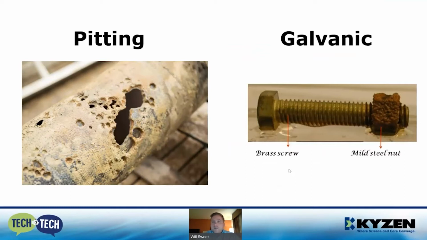On the right is an example of galvanic corrosion. There's a brass screw with a mild steel nut on that screw. And you can see that the mild steel is the one that receives the brunt of the corrosion because they are connected through the conductivity of the solution.